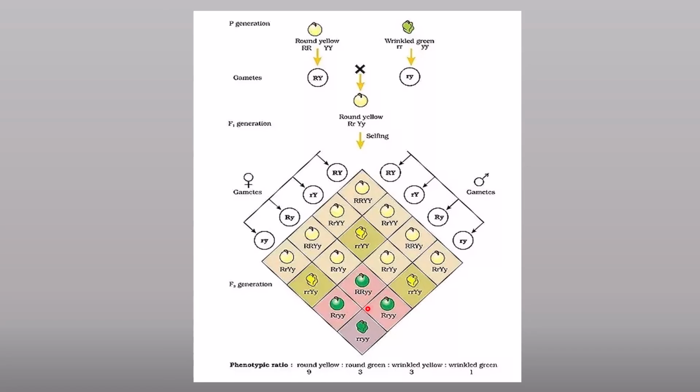Recessive character, when can it appear? When there is no dominant allele present. So here both of them were recessive alleles, so they express themselves to give green color to the seed, and 2 of them were like one dominant character and one recessive character.